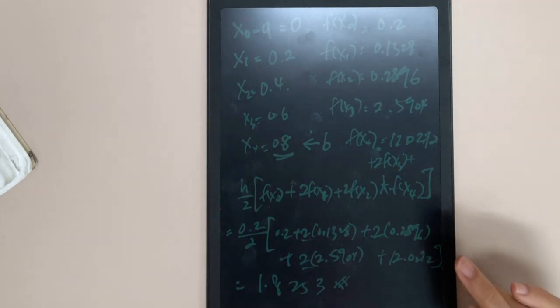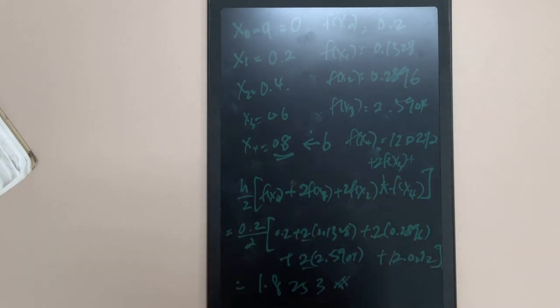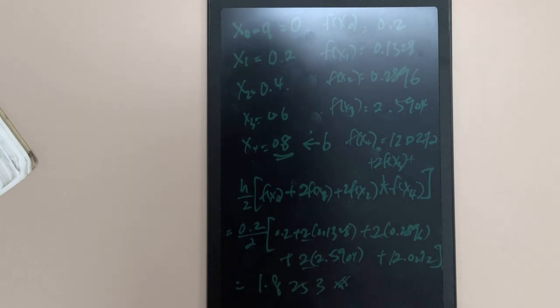Alright class, so we are done with the trapezoidal rule. This is one of the examples. If you want to do another example, you can find many sources on Google, YouTube, anywhere. In the next video, I will continue with another two, in the same manner.